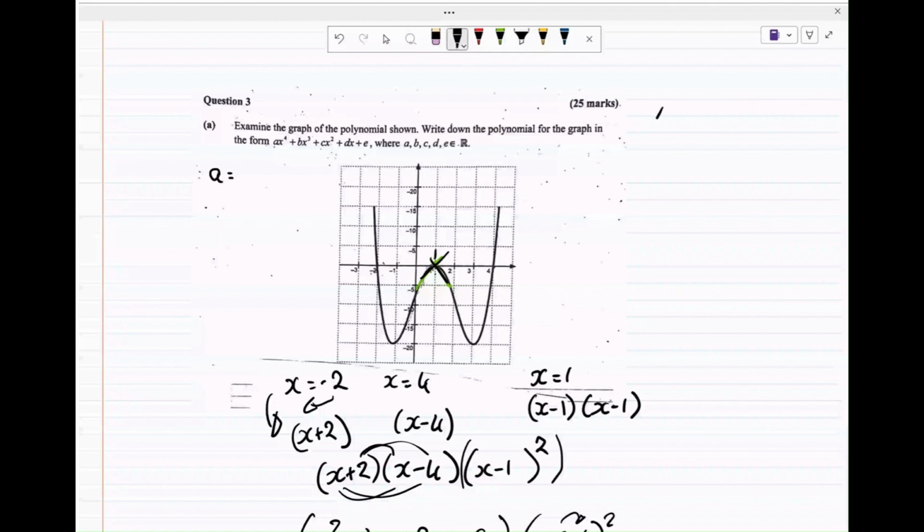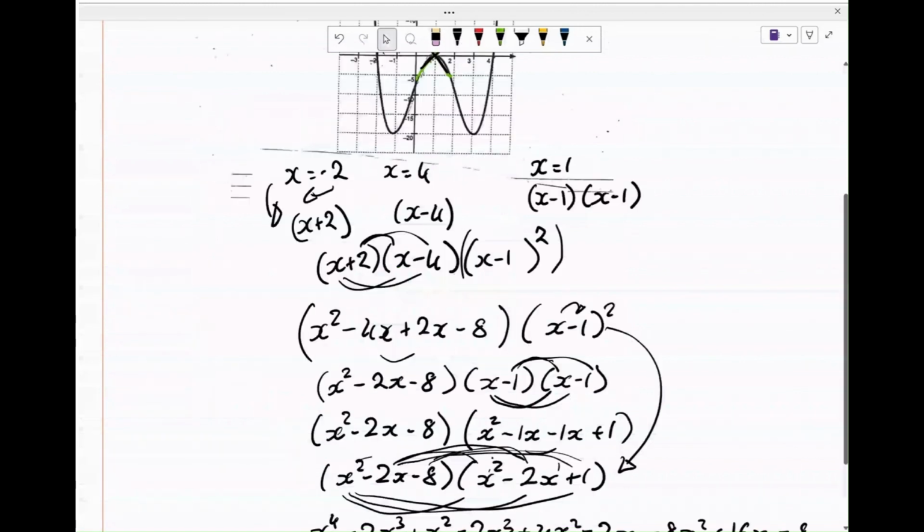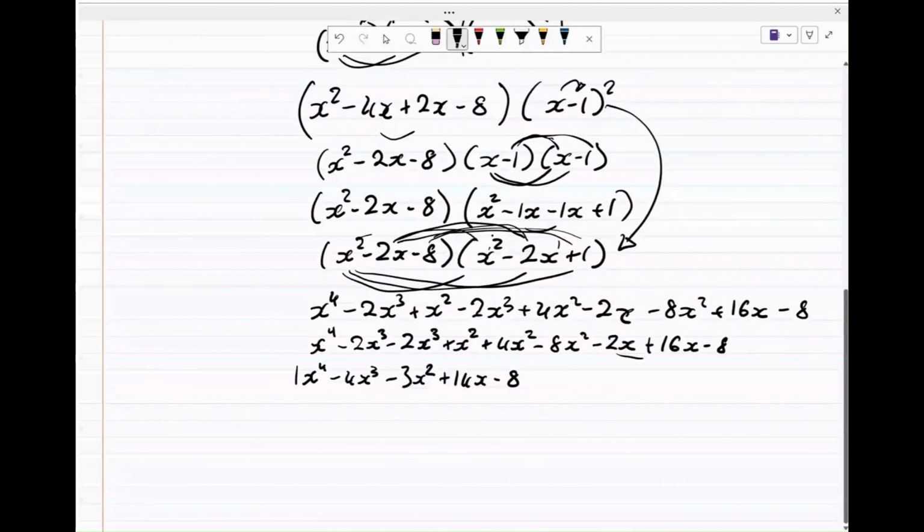Sometimes it'll ask you what are A, what are B, what are C, and you'll have to write the answers. But all you do there is just look at the coefficients of each, and A is obviously 1, B is minus 4, C is minus 3, and so on and so on. But in this question, they just wanted you to write it like this. So that's your final answer.